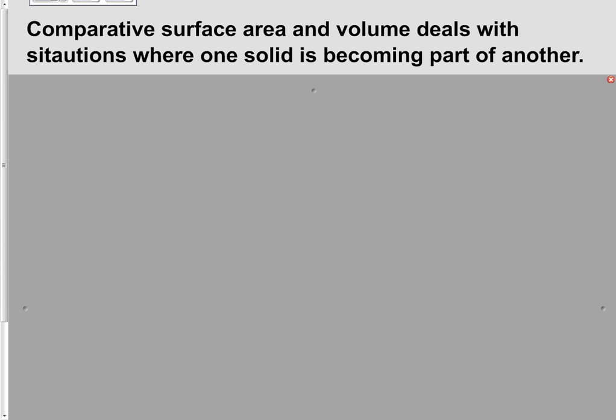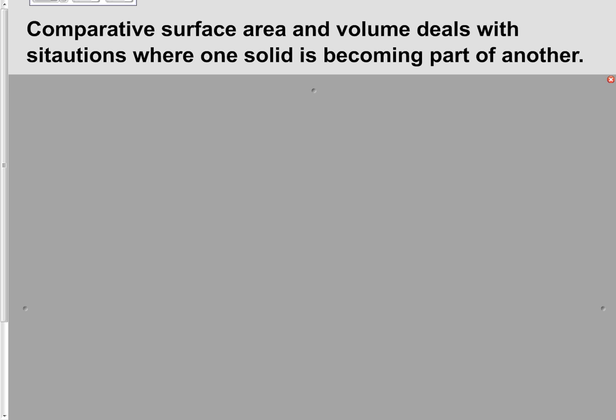Comparative surface area and volume deals with situations, pardon me for the misspelling there of the word situations, got my A and my U backwards. Okay, deals with situations where one solid is becoming part of another. Like I said, this is the idea that maybe we have a larger container's volume trying to fit into a smaller container, or vice versa, or we have one area trying to cover another area, or perhaps a big area, and we want to know how many smaller areas it will cover, things like that.